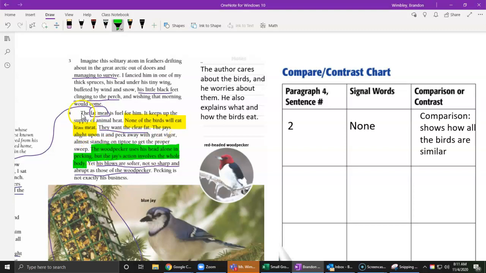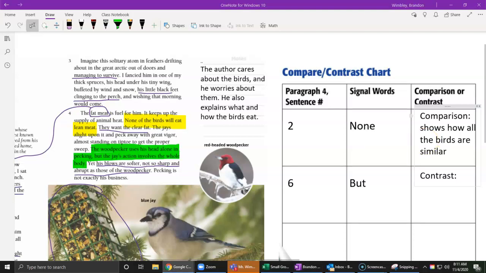So let me try again, because it's at the bottom. 1, there it is. 2, 3, 4, 5, 6. It's sentence number 6. So I'm going to put 6 down here, and what's my signal word? What's telling me how they're the same or how they're different? It's the word but. It's saying the woodpecker is like this, but the jay is like this. So that's a contrast. It's telling me they're not the same, and that word but is letting me know that there's a difference that's coming up.